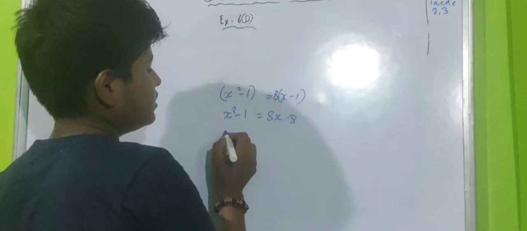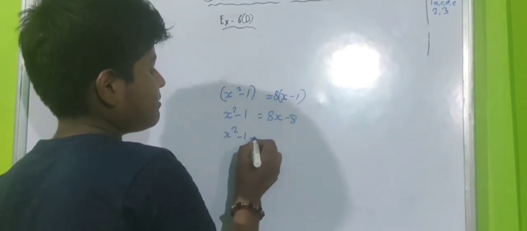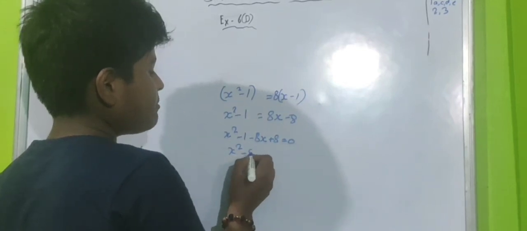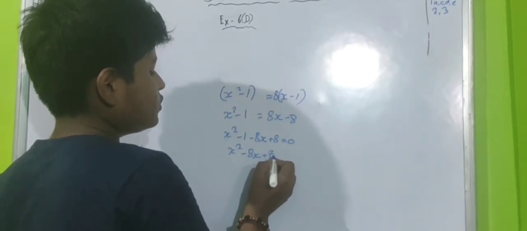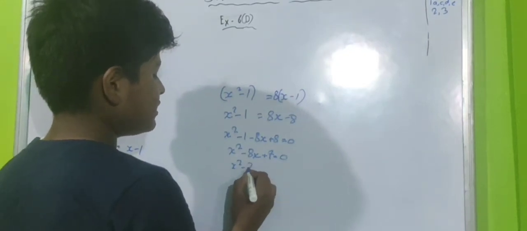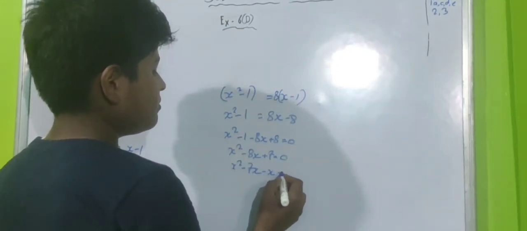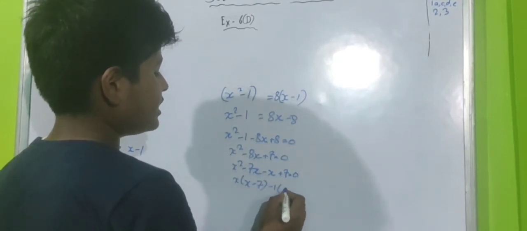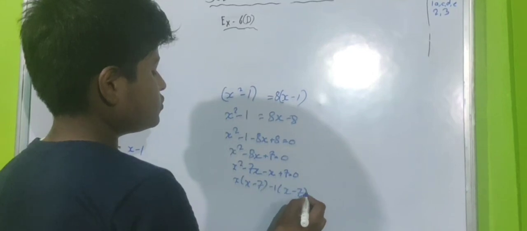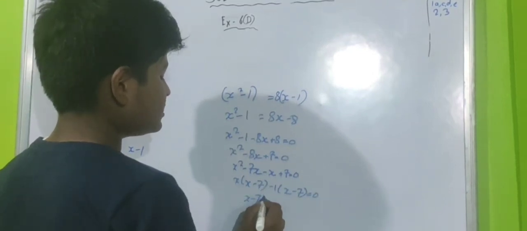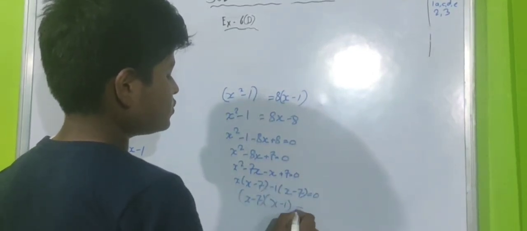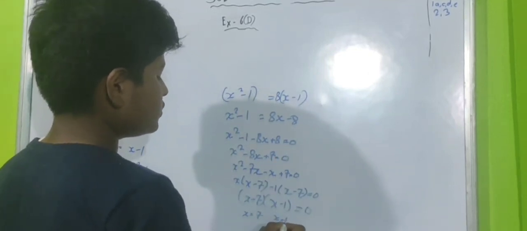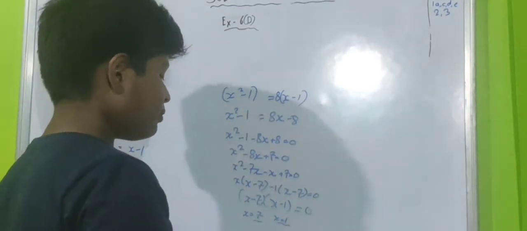Now solve. 8x minus 8, x square minus 1 minus 8x plus 8 is equal to 0. x square minus 8x plus 7 is equal to 0. Now x square minus 7x minus x plus 7 is equal to 0. x minus 7 and minus 1, x minus 7 is equal to 0. The two factors are x minus 7 and x minus 1 is equal to 0. Now x is equal to 7 and x is equal to 1. You get two numbers and both are positive here.